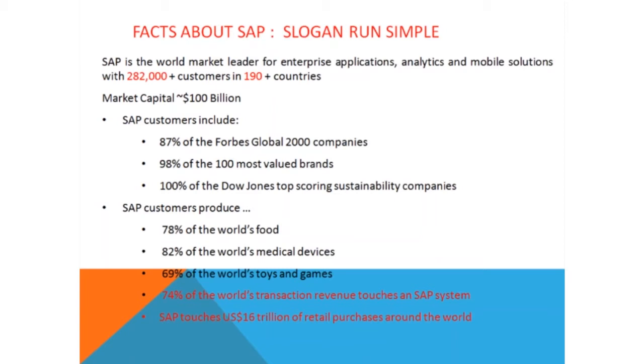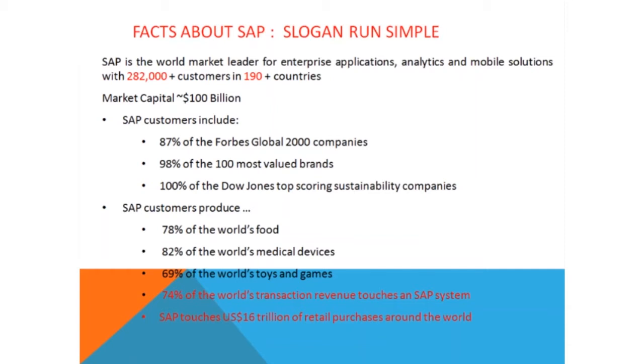SAP is the world market leader for enterprise application analytics and mobile solutions with close to 290,000 customers in 190 plus countries. So market capital is close to 100 billion. SAP customers include 87% of the Forbes Global 2000 companies, 98% of the 100 most valued brands, 100% of the Dow Jones top scoring sustainability companies.